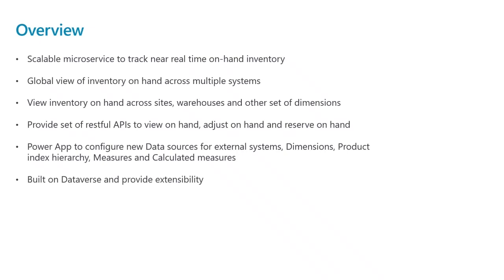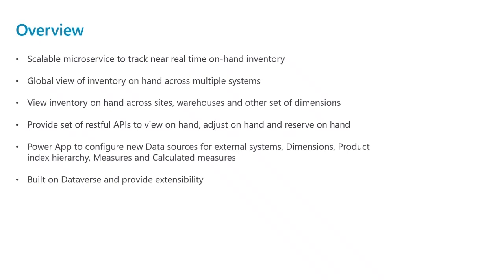With D365 SCM, you have inbuilt integration with the inventory visibility, and when you want to integrate with the external systems, it provides RESTful APIs, not just to view inventory on hand, but you can also add inventory on hand. You can update it, and you can also reserve inventory on hand through the APIs for the external systems.